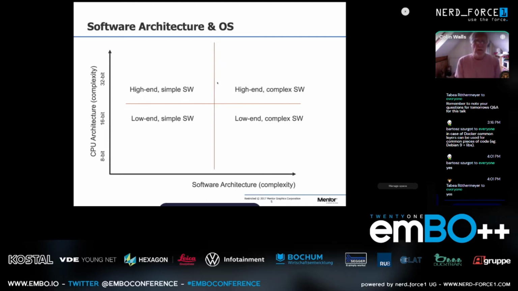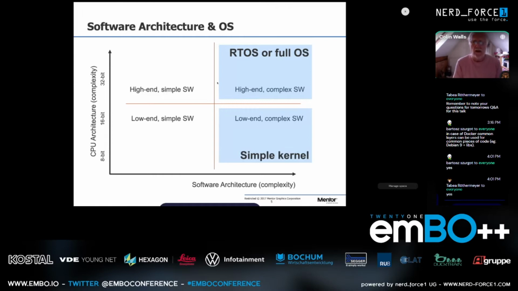If you look at the bottom left-hand corner, we have a low-end processor running simple software. And then you move up to the right-hand corner, we have a high-end processor running complex software, and the other combinations. If you have a high-end processor and you're running complex software, it's almost a no-brainer to say you need an operating system of some kind. And that's the area we're mainly concerned with today. On the other hand, if you've got a low-end processor running a complex application, it's still well worth considering using at least a simple kernel of some kind, because it's a very good way of organizing your application.